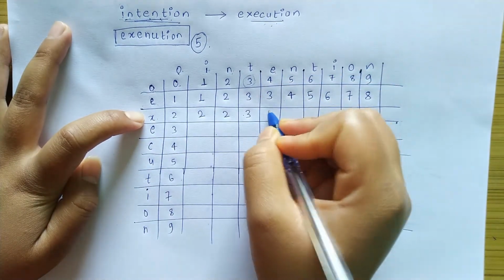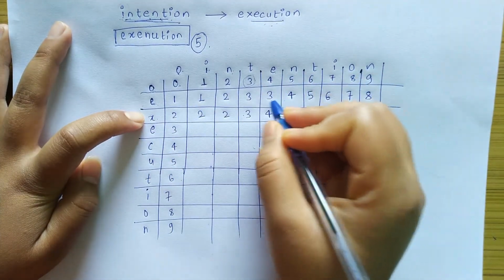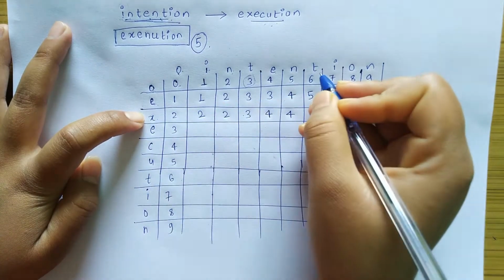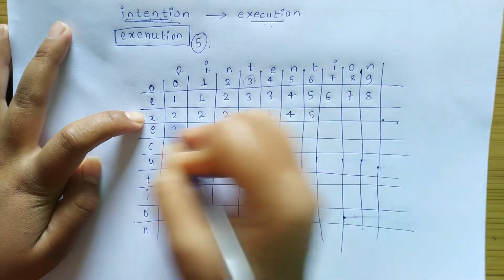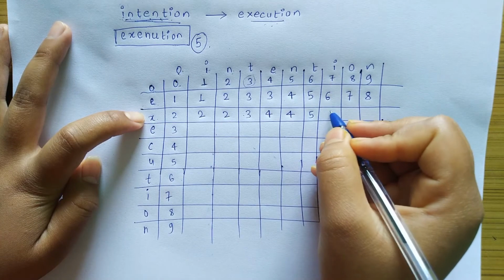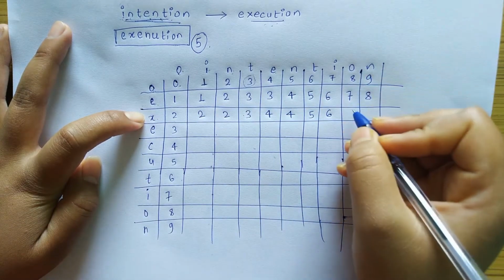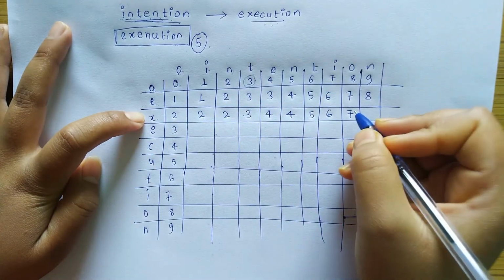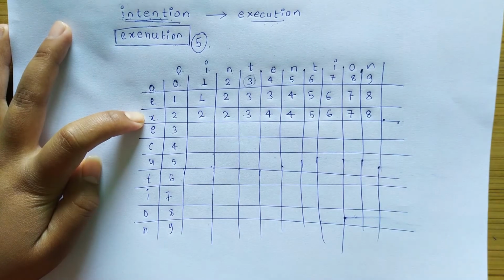X and E, 3 plus 1 is 4. X and N, 3 plus 1 is 4. X and T, 4 plus 1 is 5. X and I, 5 plus 1 is 6. X and O, 6 plus 1 is 7. X and N, 7 plus 1 is 8.